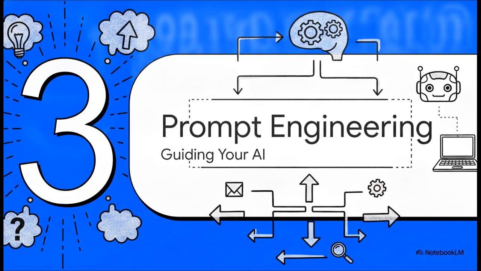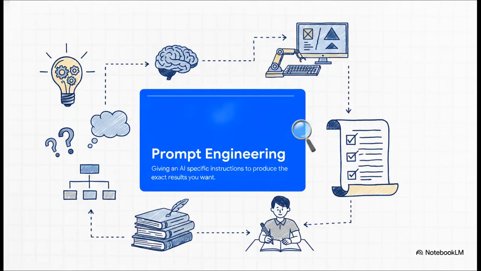Which brings us to Section 3, the art of prompt engineering. We know how it works now, but how do we actually get the best out of it? Because Copilot is really only as good as the instructions you give it. Prompt engineering is basically the practice of giving an AI specific instructions to get the exact results you're looking for.